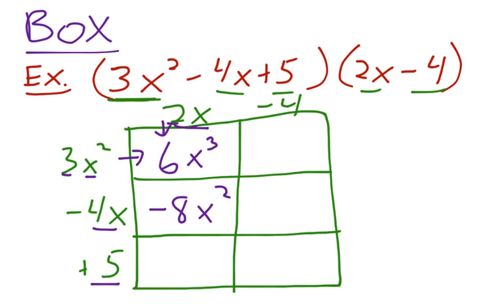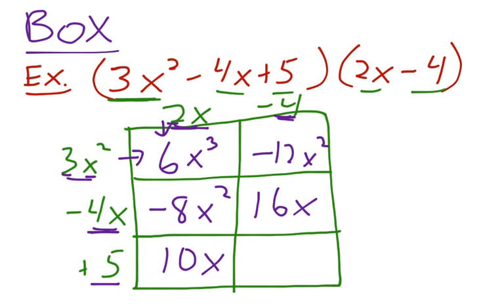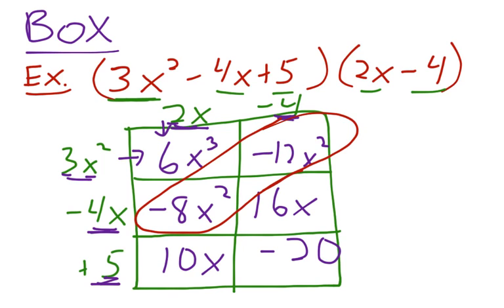Next I'm going to do the 5 times the 2x and I get a positive 10x. And then I do 3x squared times negative 4 and I get negative 12x squared. Next I'm going to do negative 4x times negative 4 and I get positive 16x. And lastly I'm going to do 5 times negative 4, which is negative 20. And now for my favorite part on the box method, the diagonals are going to be like terms. So we can circle those guys and these guys, and we just need to combine them.